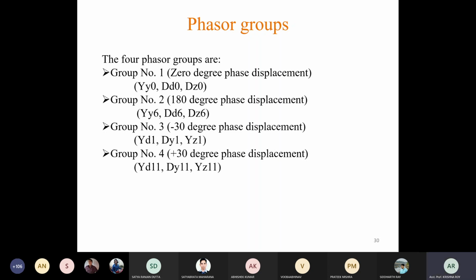In the next class we will consider this in detail, and we will learn how to draw the phasor groups and phasor diagram, and from the phasor diagram how to draw the connection diagram. In case of YY or DD connection, 6 coils will be given. In case of DZ or YZ connection, 9 coils will be given: 6 for the zigzag connection, and 3 for D or Y.